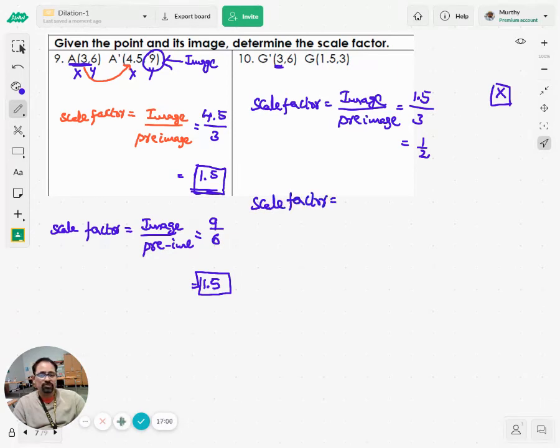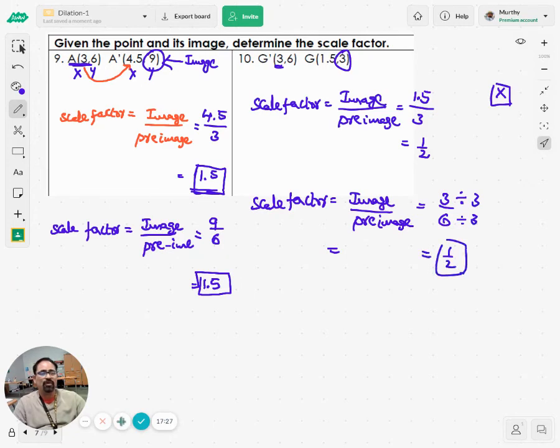Scale factor equals image over pre-image. So this time I'm taking y values, image value is 3 and corresponding is 6. You can divide by 3 both the values, you'll end up with 1 over 2. So the scale factor is 1 over 2. So that shows that the given figure is a reduction, because the scale factor is lying between 0 and 1.